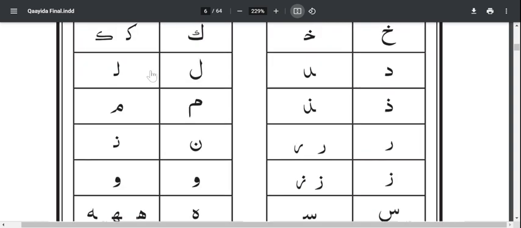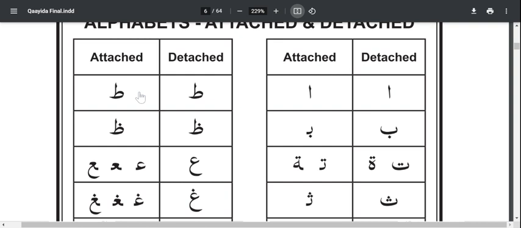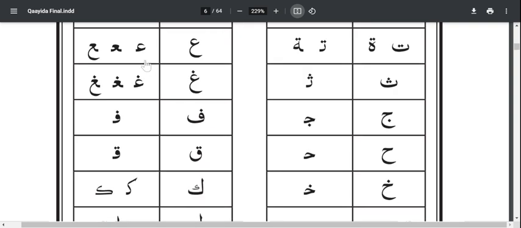Sad, dad, ta, za, ain. Now, ain changes form every time. That's the beginning form, that's the middle form, that's the end form.